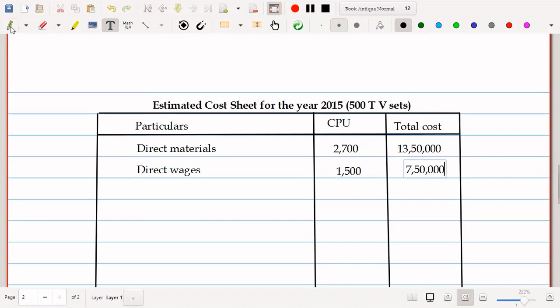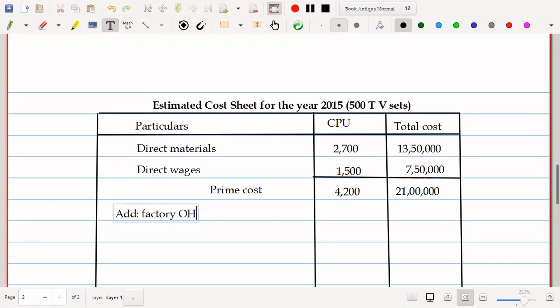Now let's add this so that we can arrive at prime cost. Prime cost comes to 4,200 per unit cost. And what is the total here? It is 21 lakhs. This is prime cost. Next, add factory overhead.